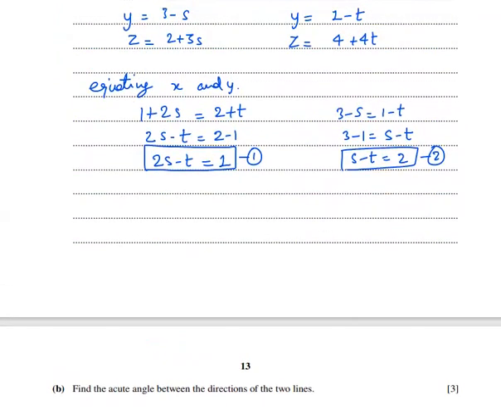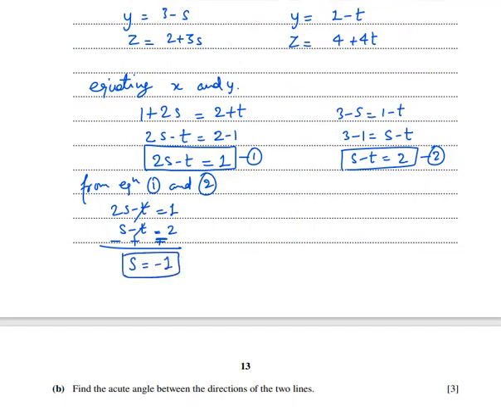Now, from equation 1 and 2, I can write 2s minus t is equals to 1 and s minus t equals to 2. If I subtract these two equations, minus t plus t cancels out. 2s minus s is s. 1 minus 2 is minus 1. So we got s is equals to minus 1. And when s is equals to minus 1, we'll get t is equals to, so s is minus 1, so minus 1 will go here. It will become 3. T equals to minus 3. We get t equals to minus 3.